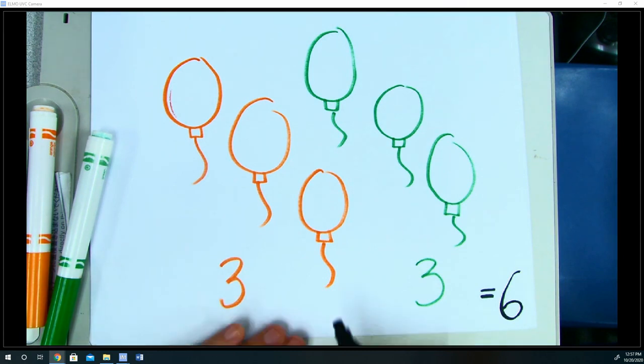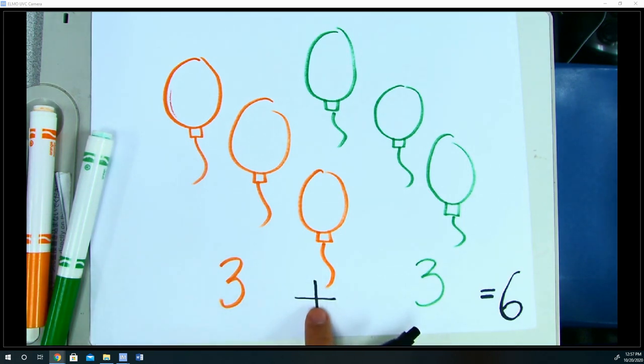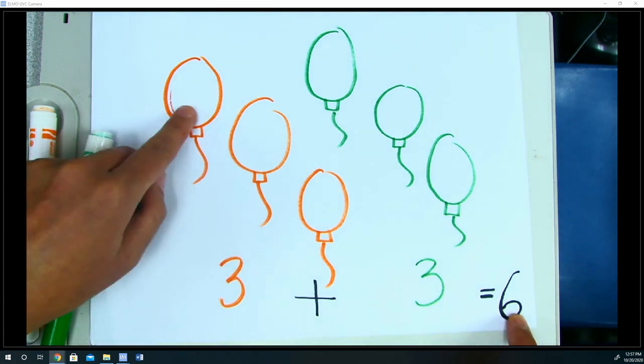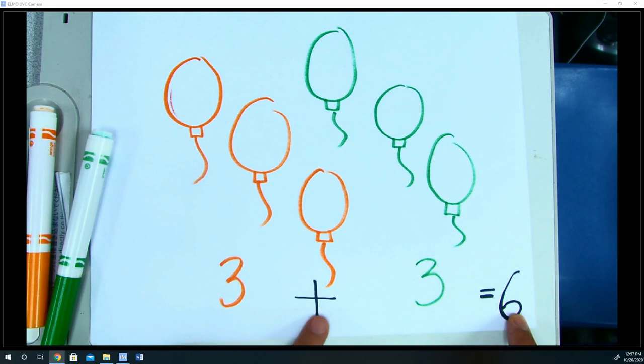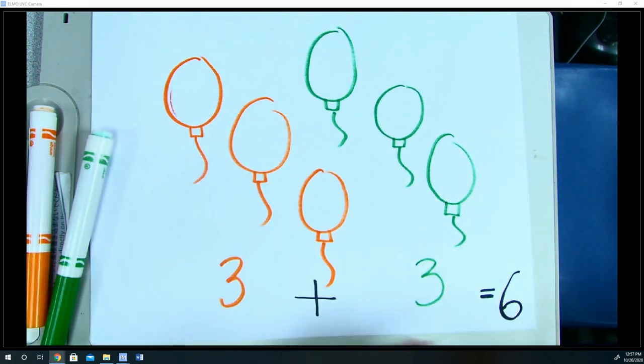Okay, now boys and girls, I'm going to show you a new thing I'm going to add to my math right here today. I'm going to write this thing right here today. This is called a plus sign, or we can call it addition symbol. So I wrote 3 plus 3. Now it equals, so we make 2 lines like that to equal 6. Okay, so here we have 3 orange balloons plus 3 green balloons, okay, equals 6.